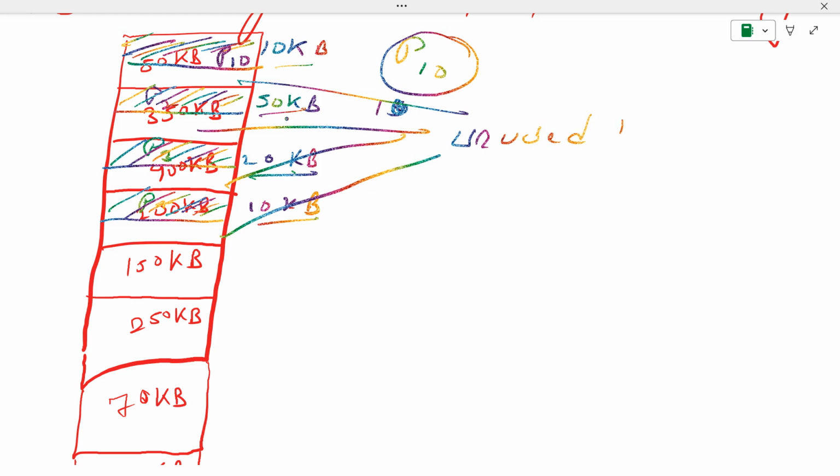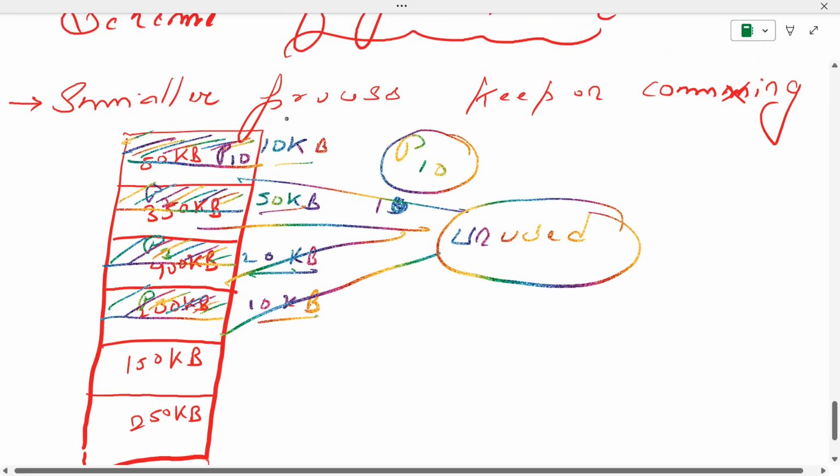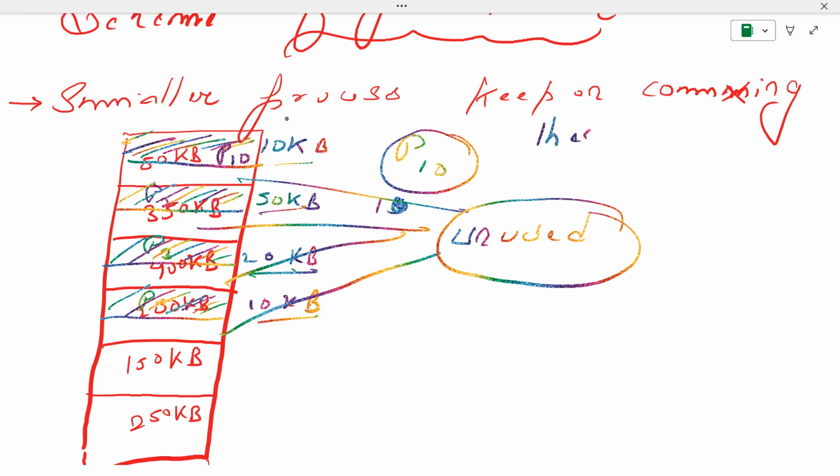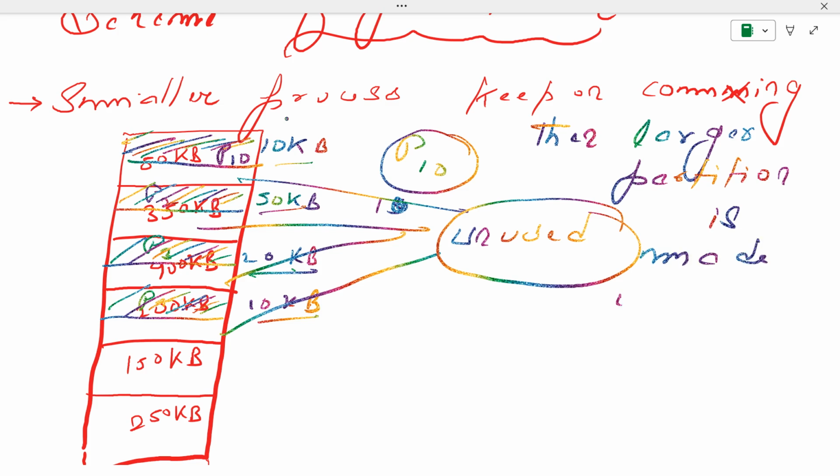These unused spaces are actually remaining because of all those smaller processes coming into the picture. What happens is that when smaller processes keep on coming, the larger partition is made into smaller partitions.